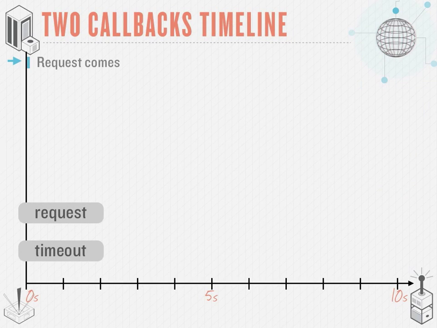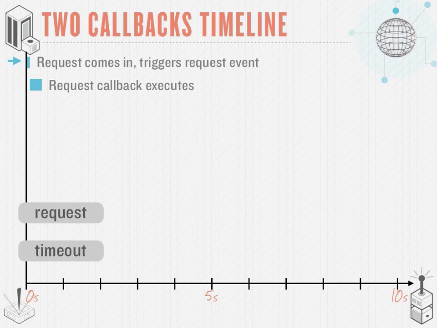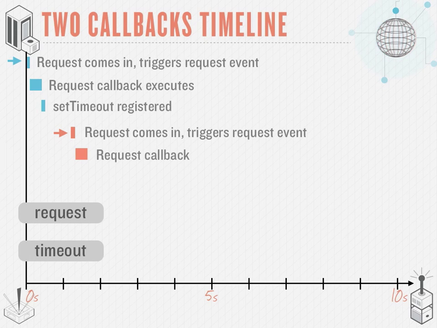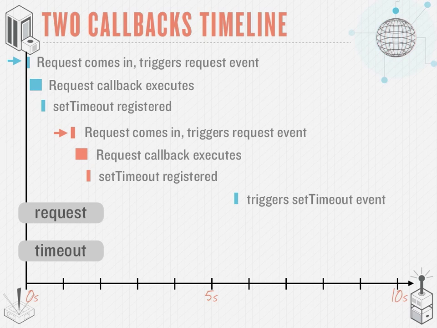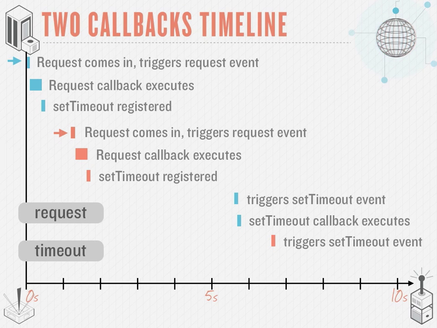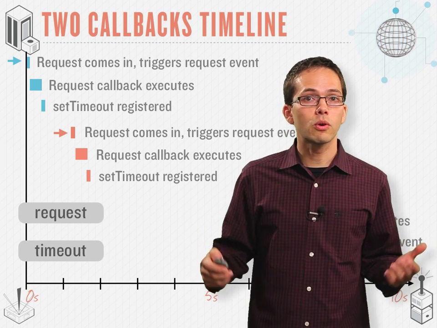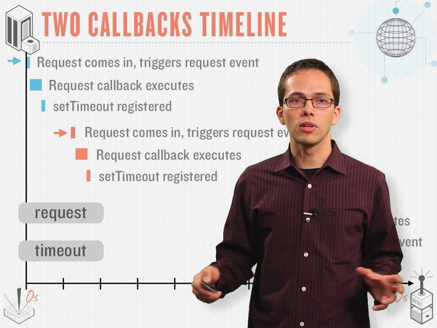So our first request comes in, triggers that request event. The request callback executes. That set timeout code registers, and it's going to wait 5 seconds. Meanwhile, another request comes in, triggers that request event again. The callback executes. The set timeout registers, and now this has to wait 5 seconds. Then when our first timeout is done, it's going to trigger that set timeout event, which will trigger the set timeout callback, and it returns that response. Then our second request is going to trigger the event and do the callback, and so on and so forth. So as you can see, 2 requests can happen at the same time, and nothing is blocking.